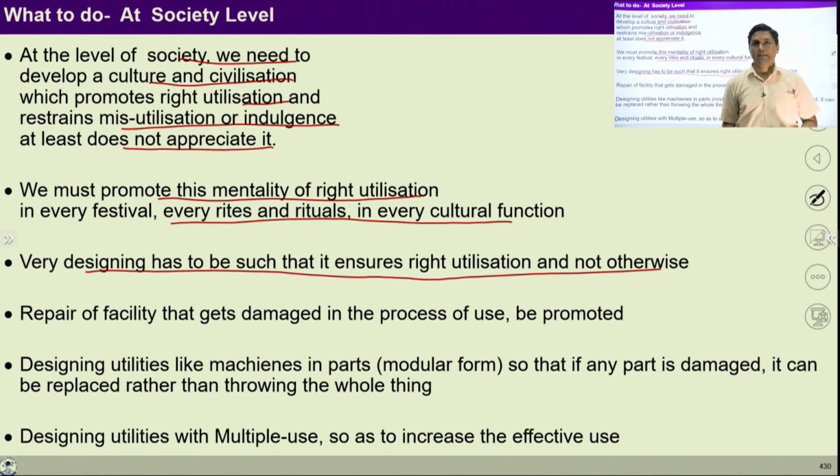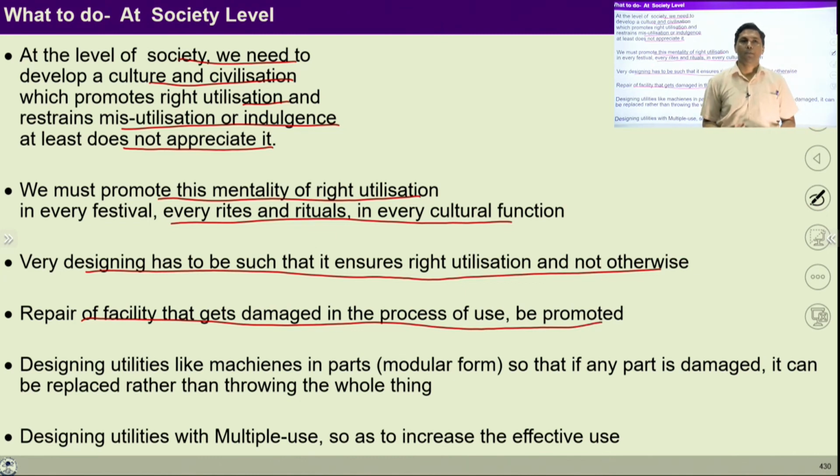So our social structures and our technological systems should be designed in a manner that ensures right utilization of physical resources. Repair of facilities that get damaged in the process of use should be promoted. So we should promote recyclability and reusability. We should develop technology that can use the used products again and again. Such development can help ensure this right utilization.